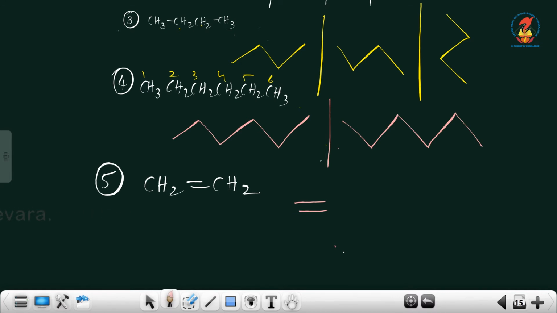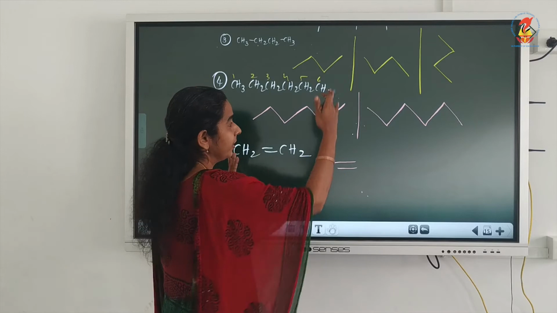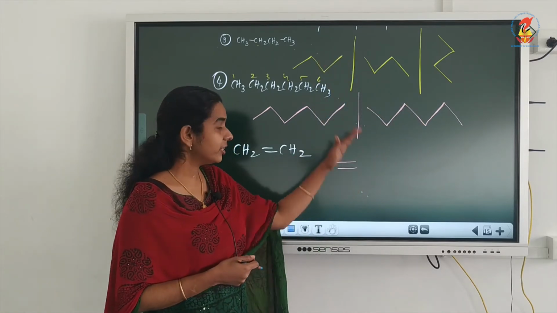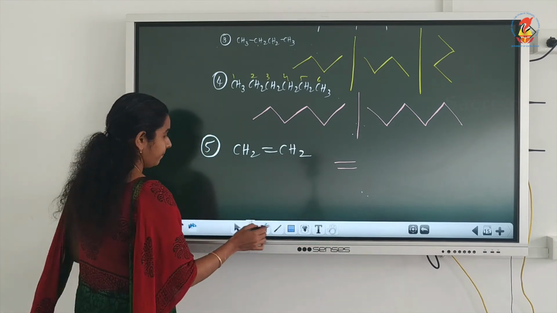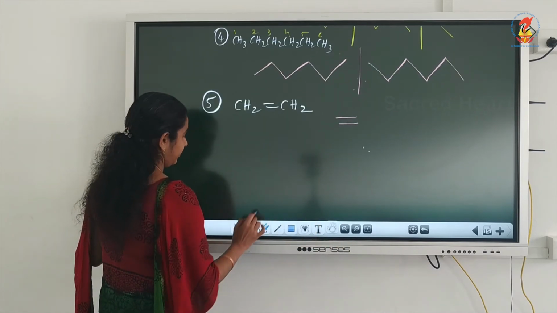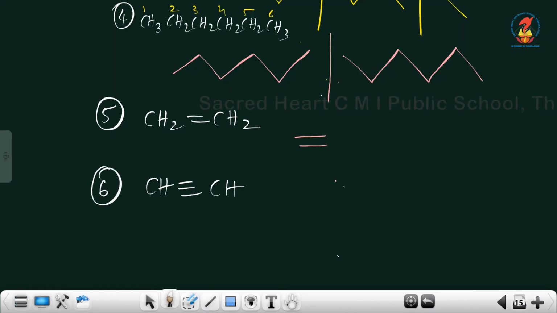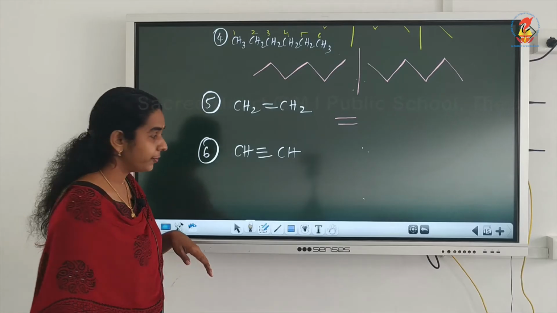So, when you write, draw it in 2 columns. On the right hand side you write the bond line representation, then only write. Okay. Now the next is CH triple bond CH. What is the bond line representation of ethyne?